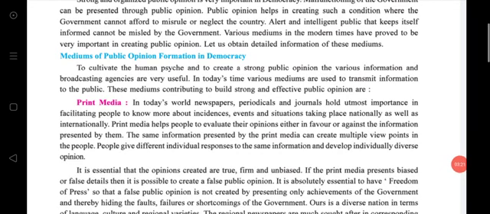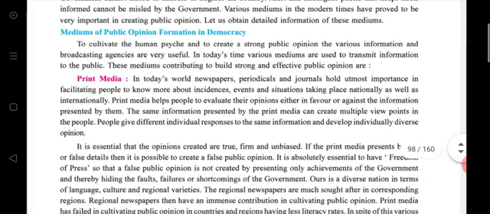Mediums of public opinion formation in democracy. Two types of media: print media and electronic media. To cultivate the human psyche and to create a strong public opinion, the various information and broadcasting agencies are very useful. In today's time, various mediums are used to transmit information to the public. These mediums contribute to building a strong and effective public opinion. This question is important for examination from this chapter: difference between print media and electronic media.